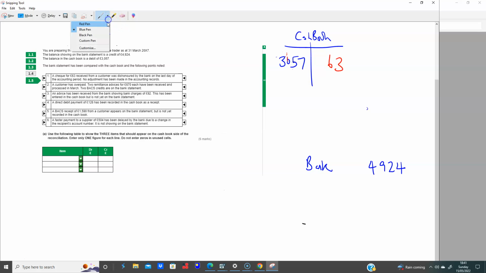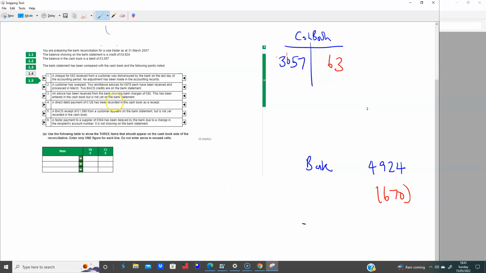I'll just change my pen color again to red. Next one, customer has overpaid. So they've overpaid, and therefore in your bank you have two remittance advices for 670 each. Only one should come to you, and only one will be in here. You would have recorded the 670 in here, just the single one, but here you have two in your bank. So you need to get rid of one, right? In terms of reconciling, there's an error in your bank because of those two payments.